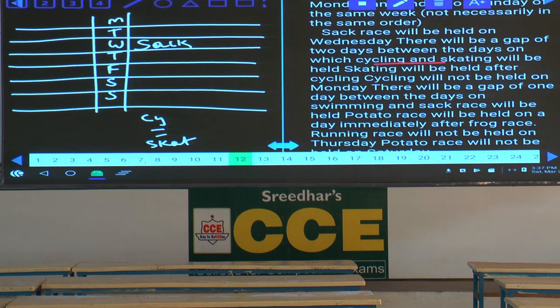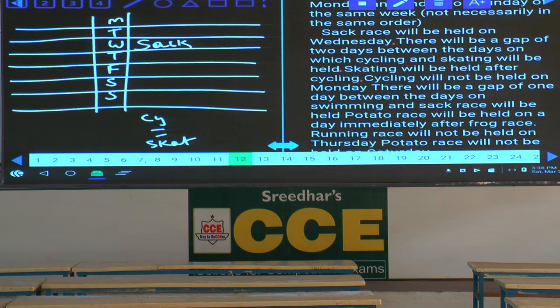Next one: there will be a gap of 2 days between the days on which cycling and skating will be held. Skating will be held after cycling. And cycling will not be held on Monday. Here there must be a full stop after each of these sentences.